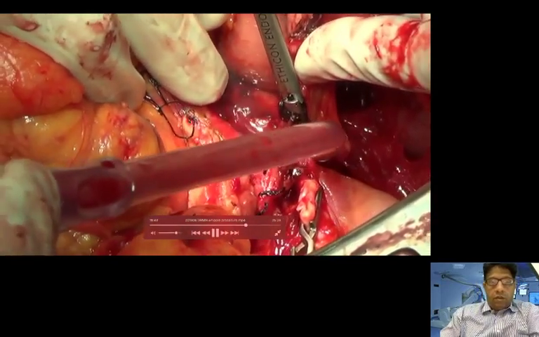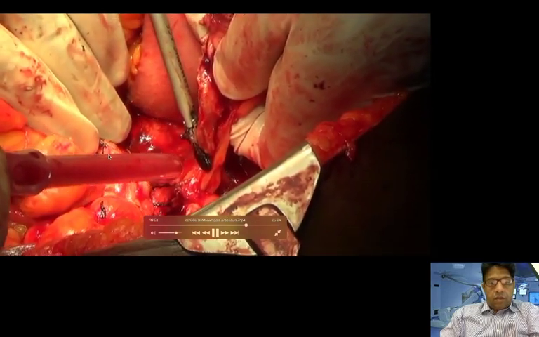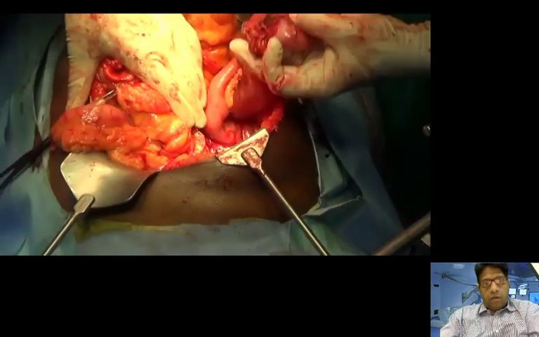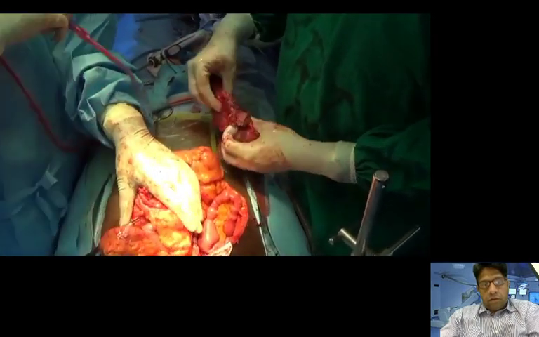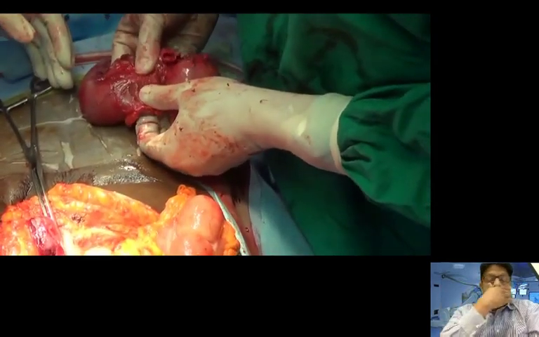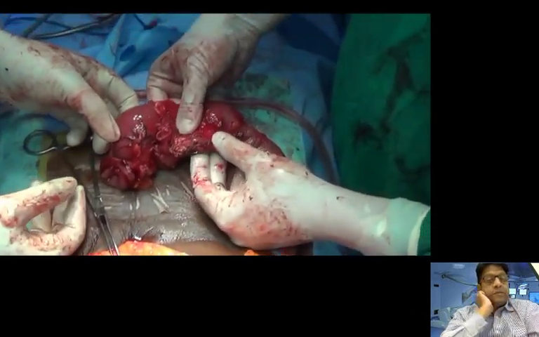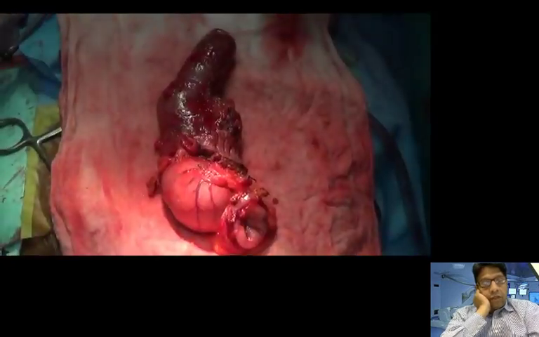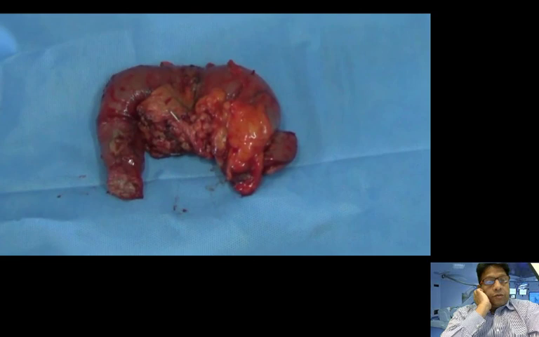So there's the cut end of the pancreas, the distal end here, with the stay sutures. That's going to be anastomosed to the jejunum, and there's the specimen removed. Well, it's a lot of work for a seemingly small specimen, but it's all the attachments and connections and blood supply which take time. And so that's a C of the duodenum with the head of the pancreas completely excised. Some images of the specimen.